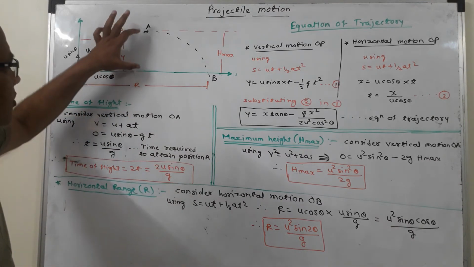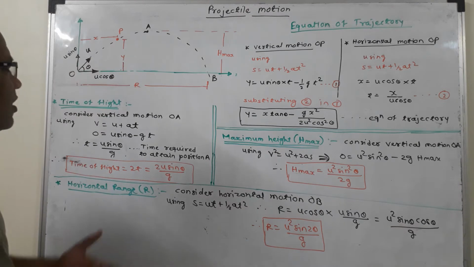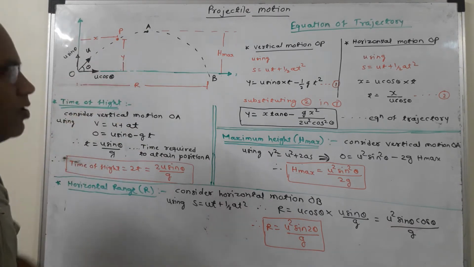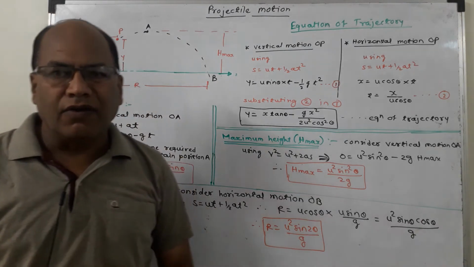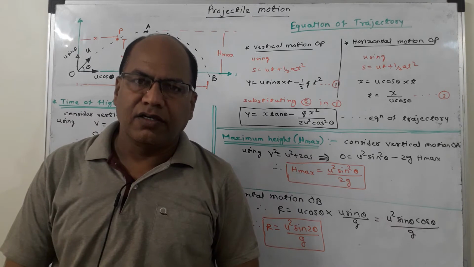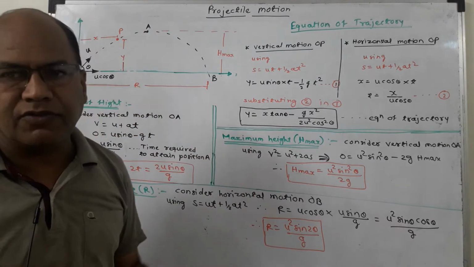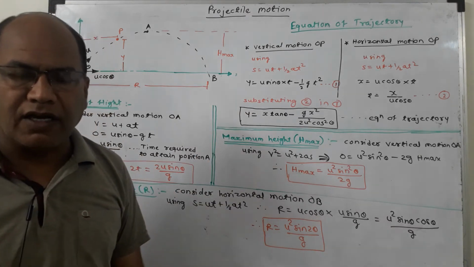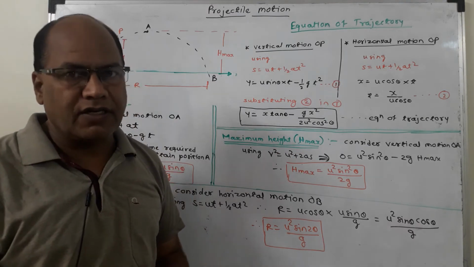And the third term which is to be defined is the maximum height. Maximum height is the vertical distance between the point of projection and the point of maximum height, which is denoted by h max. Now, while studying the projectile motion, first we should understand the path of the projectile, which is also called the trajectory of the projectile, and our interest will be in getting the equation of this trajectory.